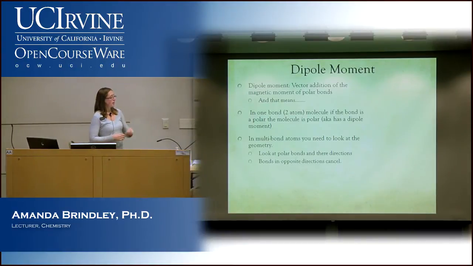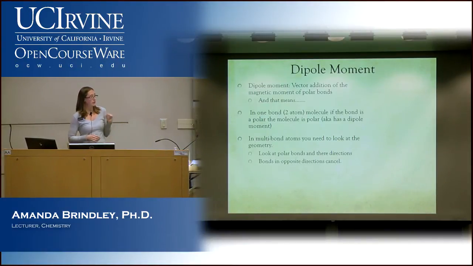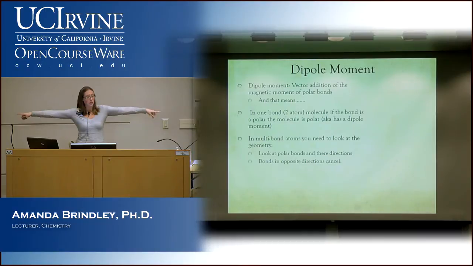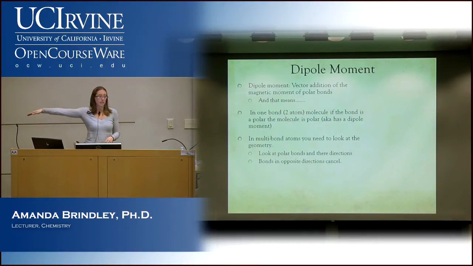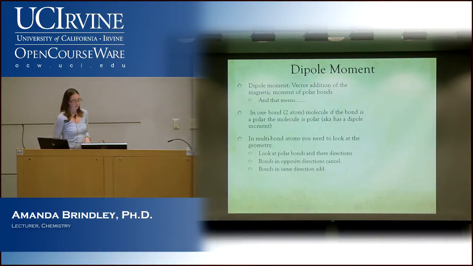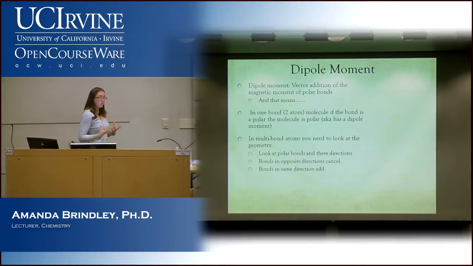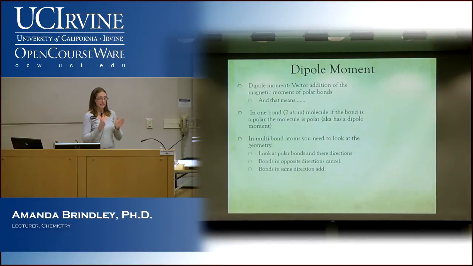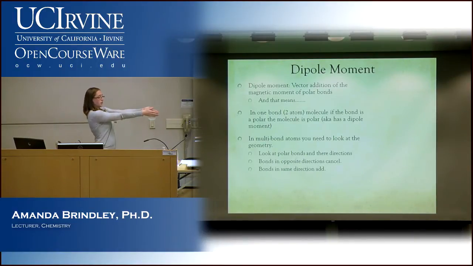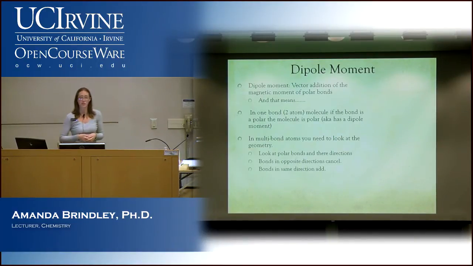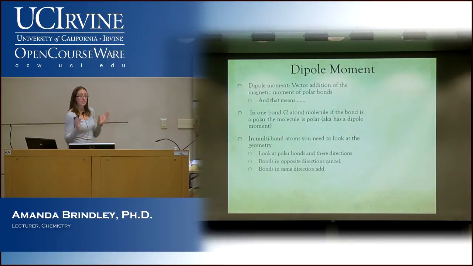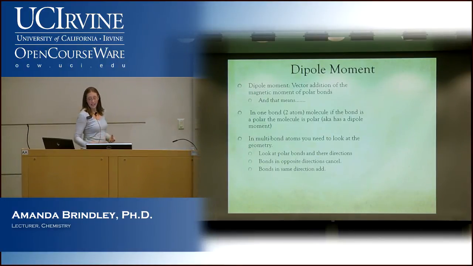If you have an electronegative bond going that way and an electronegative bond going that way, they're going to cancel each other out. This atom is pulling the electron density that way, this atom is pulling the electron density that way, and they're going to completely cancel. Now, if you have bonds that are in the same direction, and this doesn't have to be the exact same direction, obviously I can't have two bonds going exactly the same way to two different atoms, but if you have two bonds in the same general direction, they're going to add up.